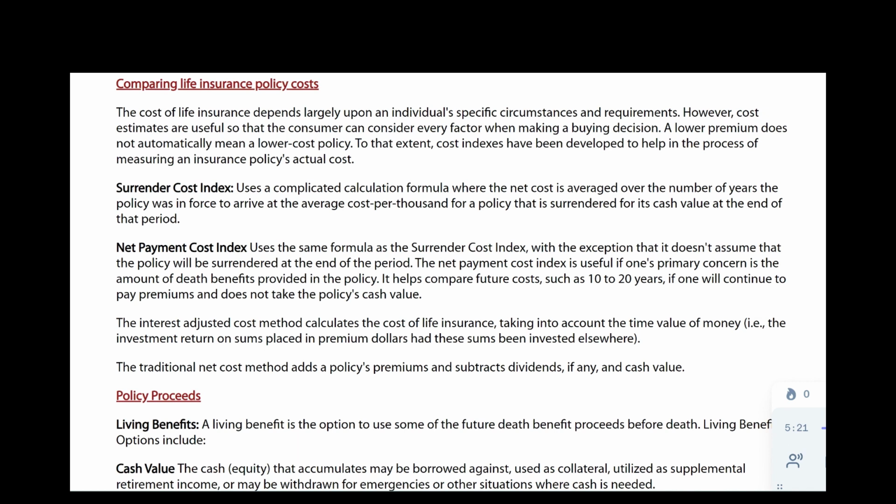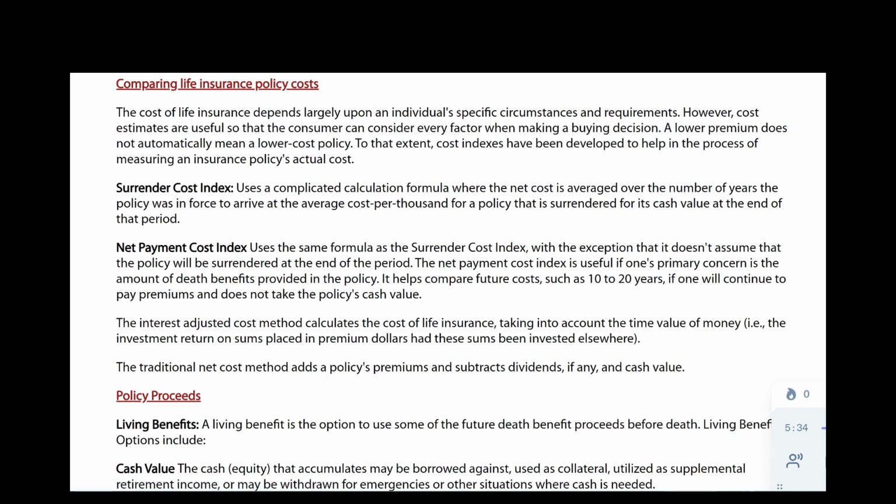Surrender Cost Index uses a complicated calculation formula where the net cost is averaged over the number of years the policy was enforced to arrive at the average cost per thousand for a policy that is surrendered for its cash value at the end of that period.